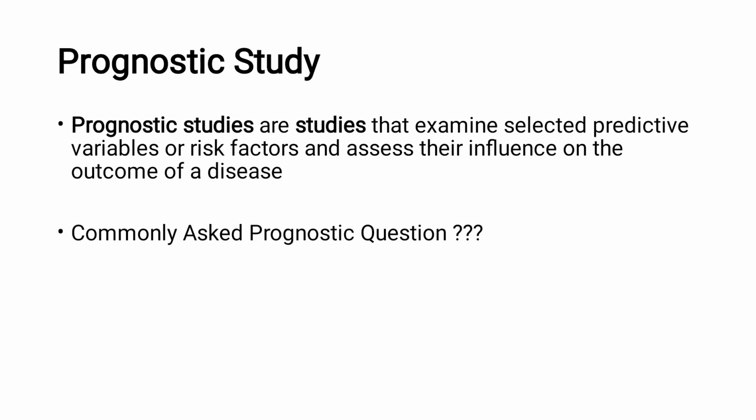So our prognostic studies will lead from cause or risk factor toward outcome. We will take some participants or individuals with certain risk factors or predictive variables which we want to evaluate over the period of time. So we will observe those participants for some time, or we will give them follow-up, and we will observe these predictive variables and risk factors, and then we will assess their influence on the outcome of disease.